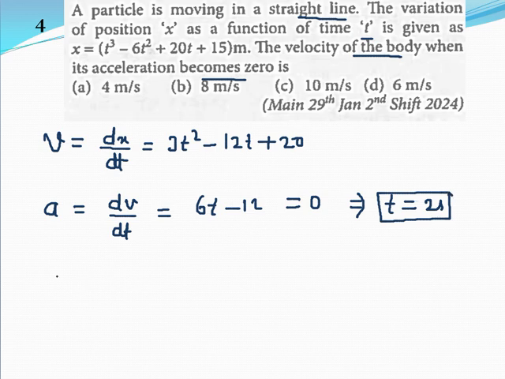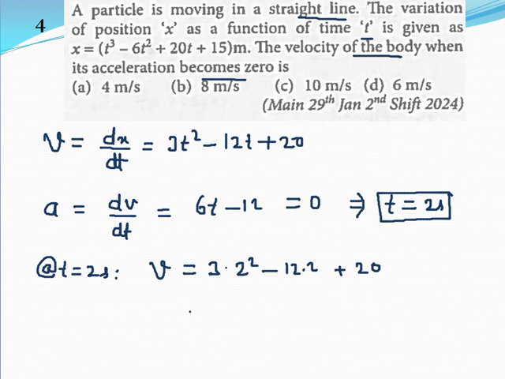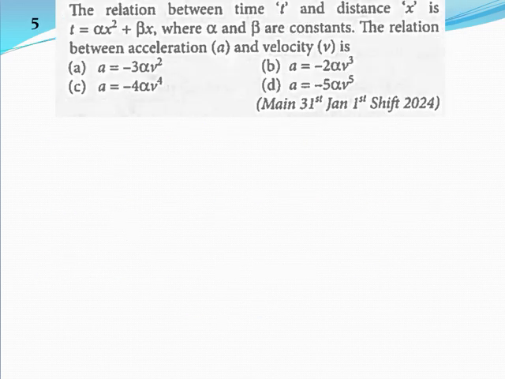Now putting the value t equals 2 seconds, the velocity comes to be 3 into 2 square minus 12 into 2 plus 20, which is 8 meter per second. If we calculate this, we get option number B. Now let us come to the next question, question number 5. This is also a repeated one.